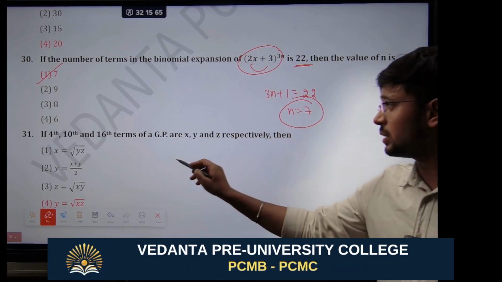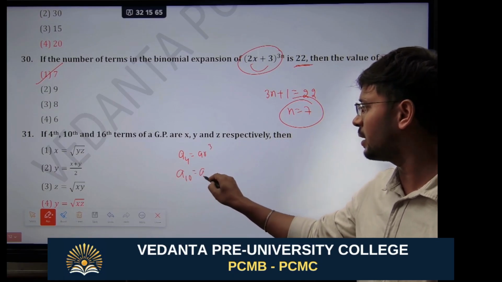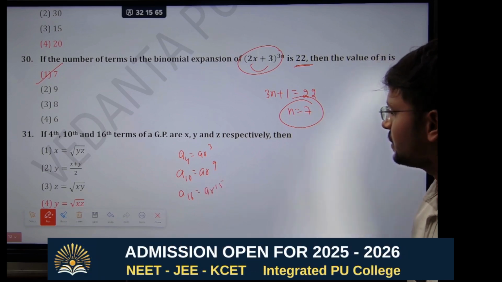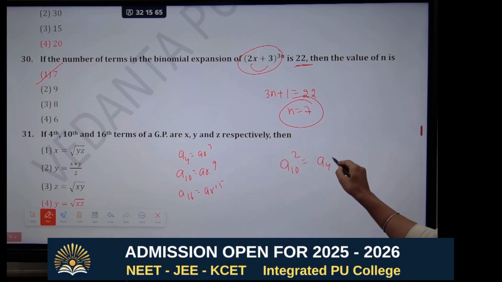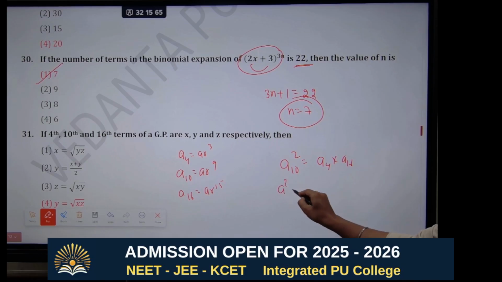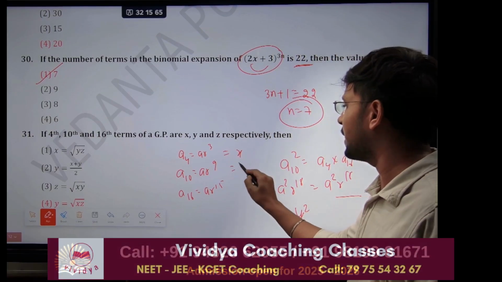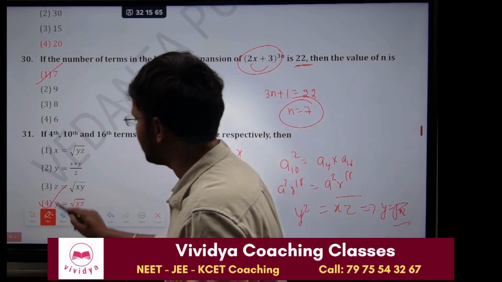Here, these are the fourth term. What is the fourth term in a GP? Let's say AR cube. What is the 10th term in a GP? AR to the 9. And what is the 16th term in the GP? AR to the 15. So you can see that this A10 squared value will be equal to A4 into A16. See this? This is A squared R to the power 18, which is A squared R to the power 3 plus 15, 18. So I can see Y squared, and this is given basically X, Y, Z. So Y squared will be equal to XZ. So what is Y? Square root of XZ. This is basically a property. So option number 4.